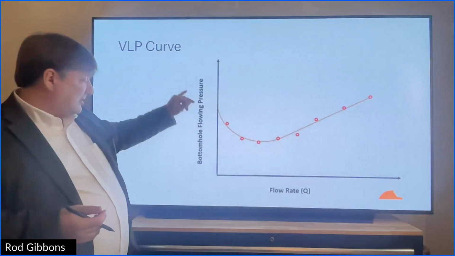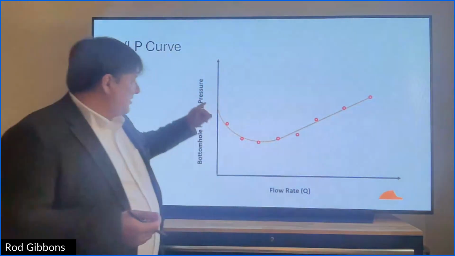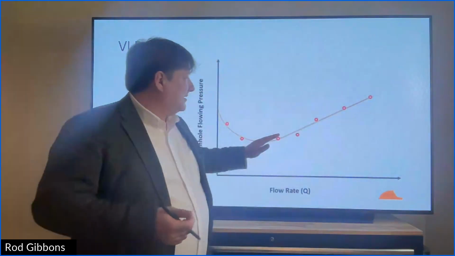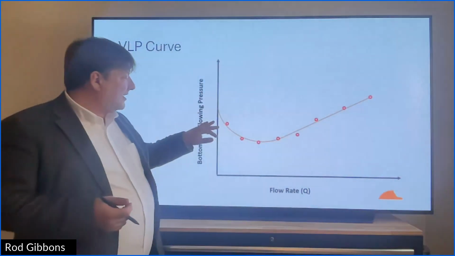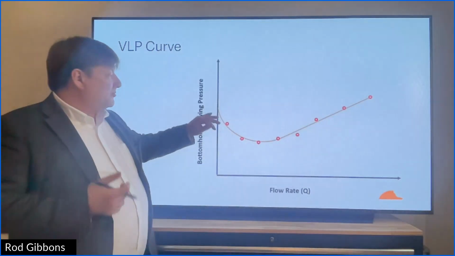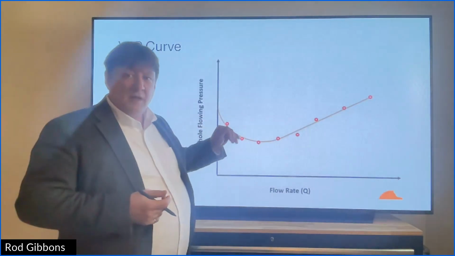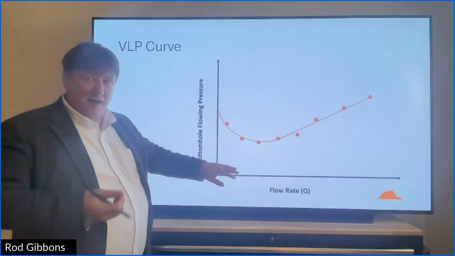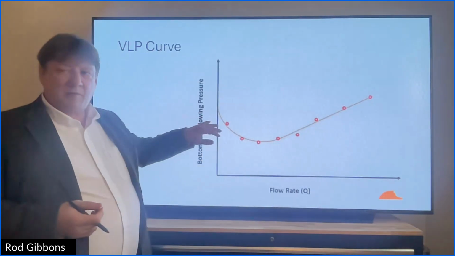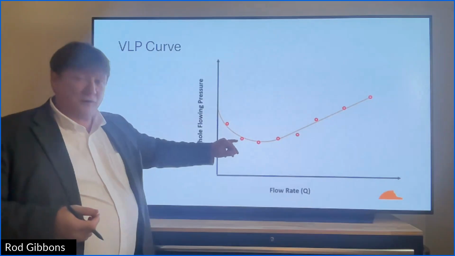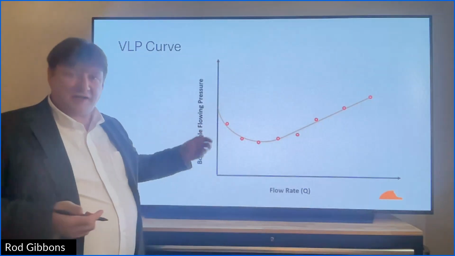And so again, this is bottom hole flowing pressure and this is flow rate. Then you can see this curve has this kind of funny bend in it and then goes off this way. And so what's happening here is at lower flow rates, gravity is more dominant. And so as you start to increase your flow, you'll get a bit more change in density. And so that's where you see this pressure sort of go down first, because the fluid is actually getting lighter.